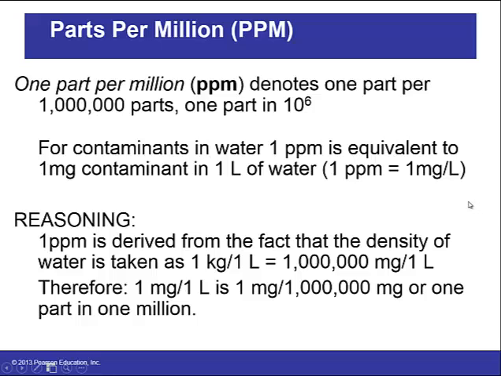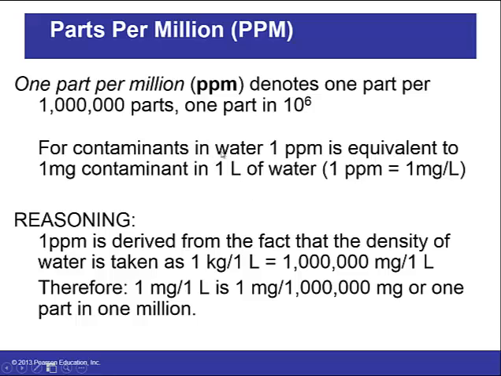And why is this true? Well, if we look at the density of water, we can reason this out. We would note that if we are using a milligram measurement for parts per million, we would have to say that 1 milligram is going to be in 1 million milligrams of something else, right? So if we had 1 milligram of lead in a million milligrams of water, that would constitute 1 part of lead per 1 million parts of water.